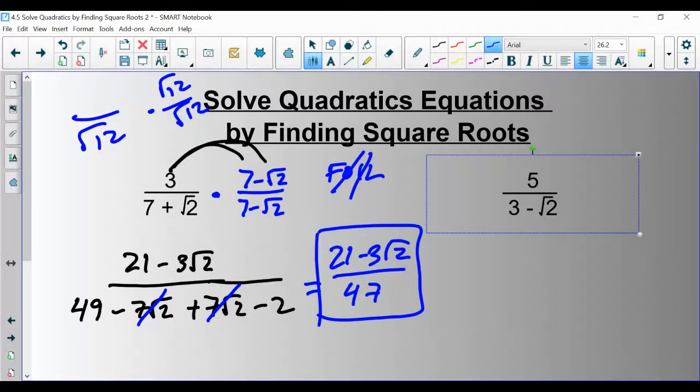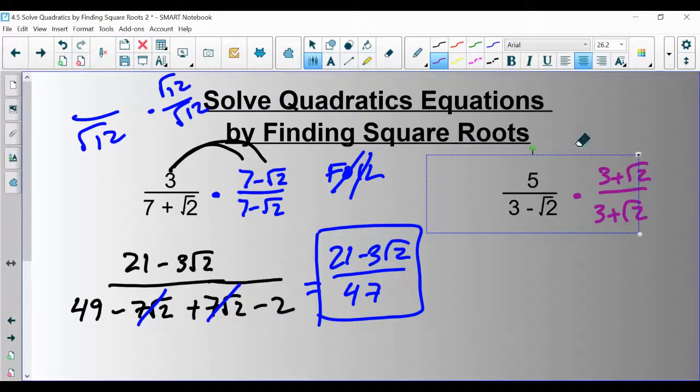Okay, I know that's kind of a wild, like, wait, what? Let's look at it again, see if we can make sense of it. We have a root in our denominator, and we're not allowed to have that. So we need to fix it. We're going to multiply by 1, but it's not going to look like 1. It's going to be the conjugate of the denominator, which is 3 plus root 2 over 3 plus root 2.